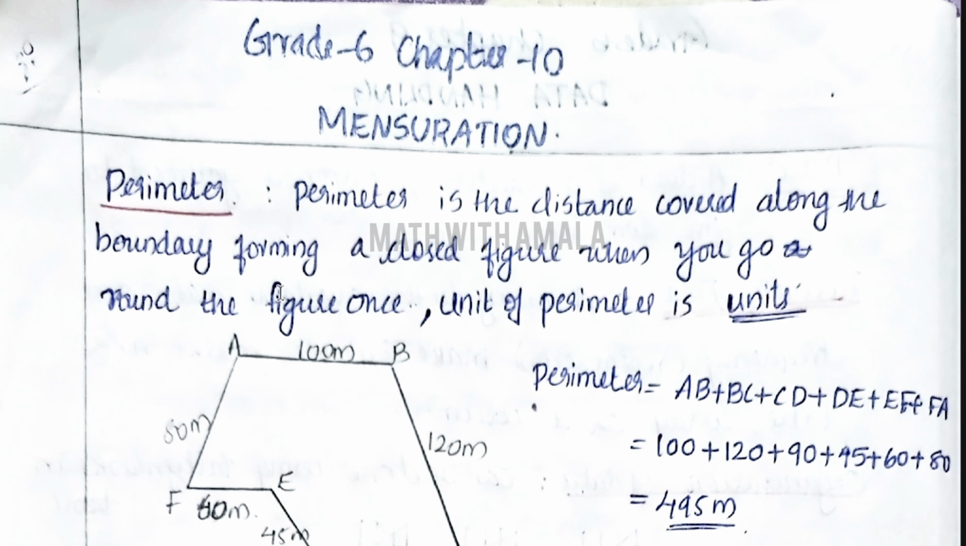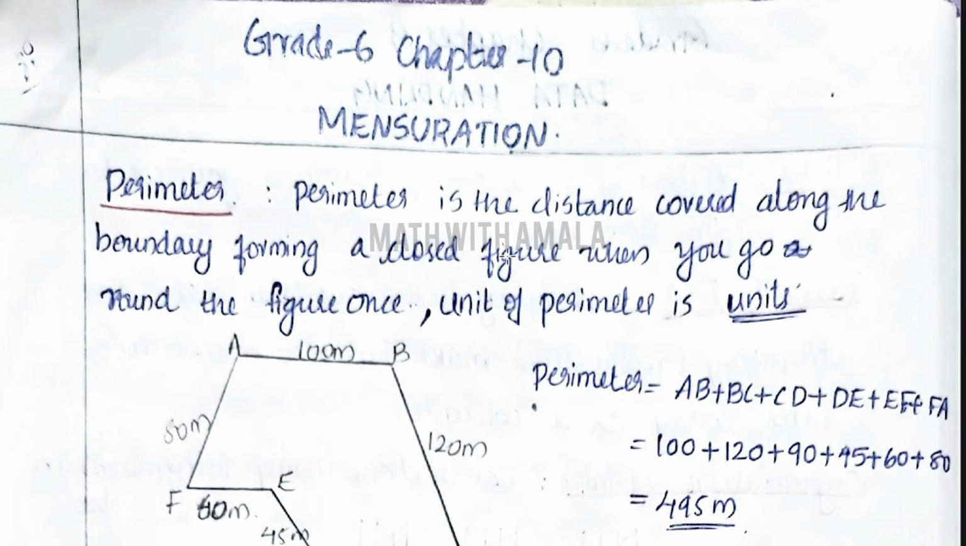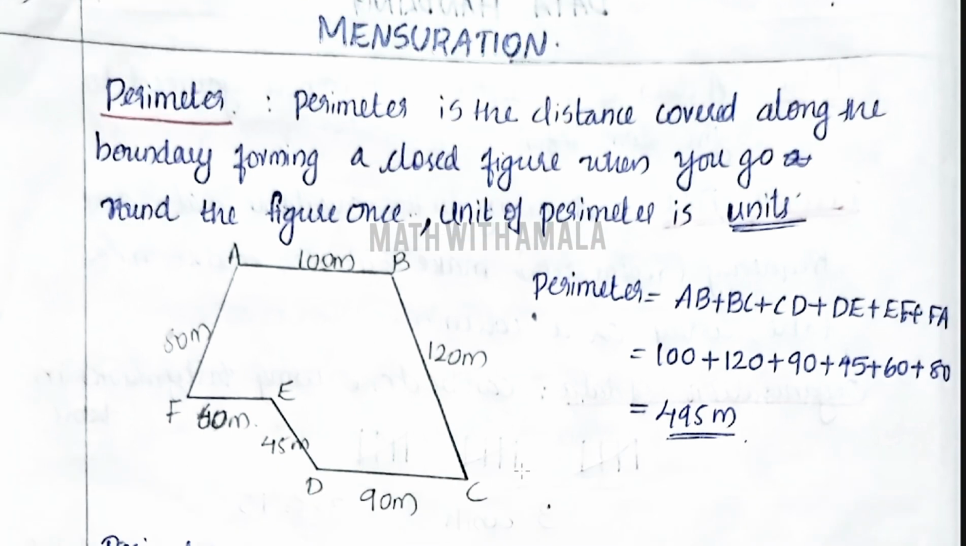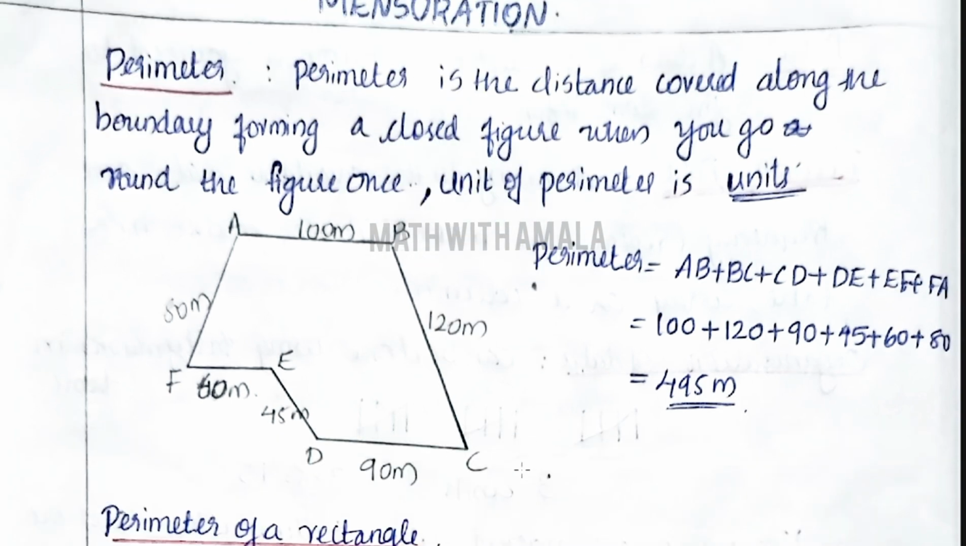Perimeter is the distance covered along the boundary, forming a closed figure when you go round the figure once. You're moving only once and you will get a unit, and that is called perimeter, and the unit of perimeter is units. That means if it is centimeter, you will give only centimeter. If it is meter, you will give meter. If it is kilometer, you will give only kilometer, like 10 kilometer, 20 meter, 30 centimeter, like that.